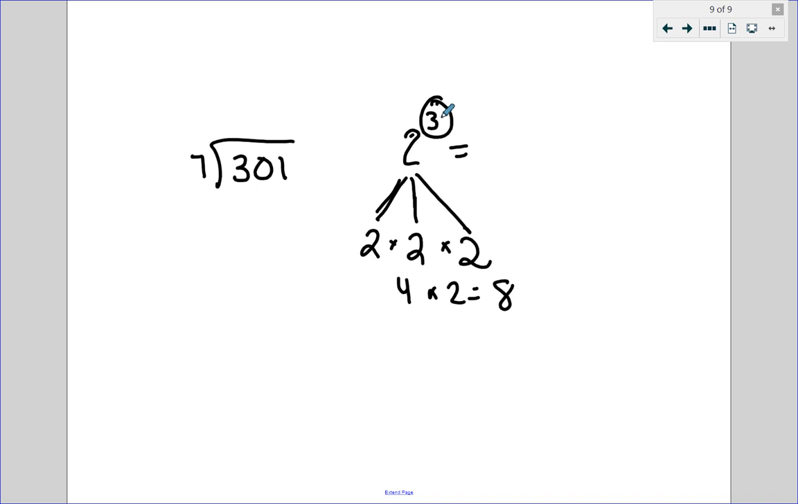Okay, that's a common mistake that happens, and I just want you to make sure that when you think about 2 to the third power, you think, okay, I need a 2 here, I need a 2 here, and I need a 2 here. It is not the same as 2 times 3. All right?